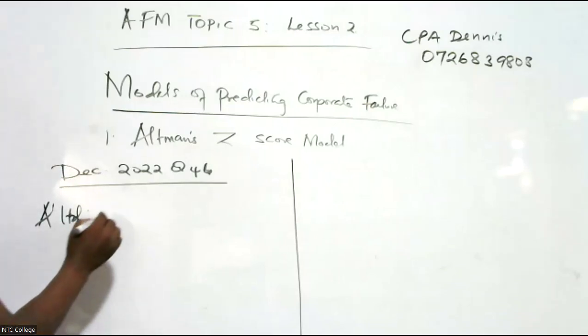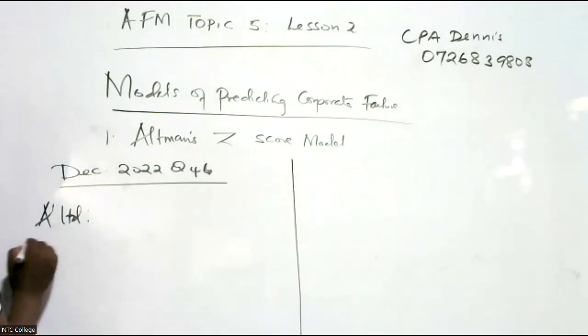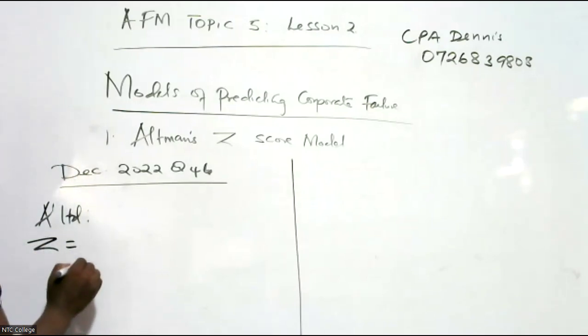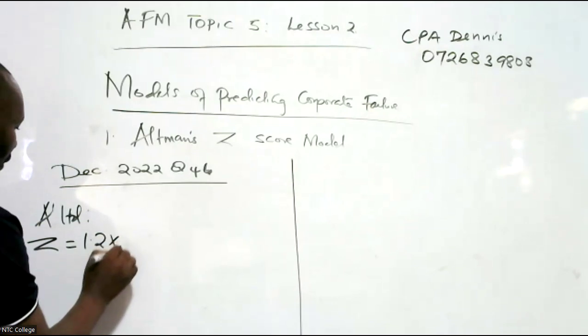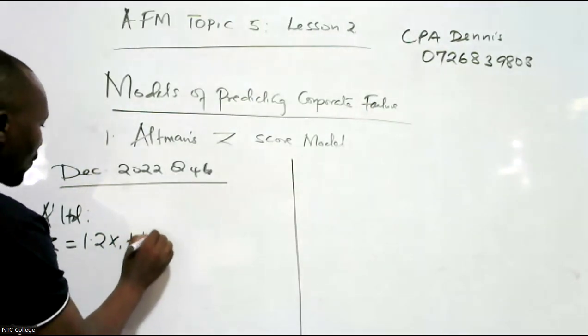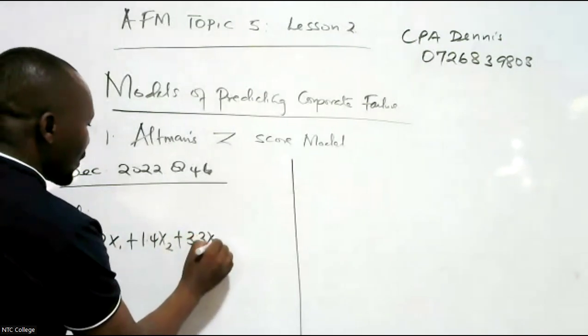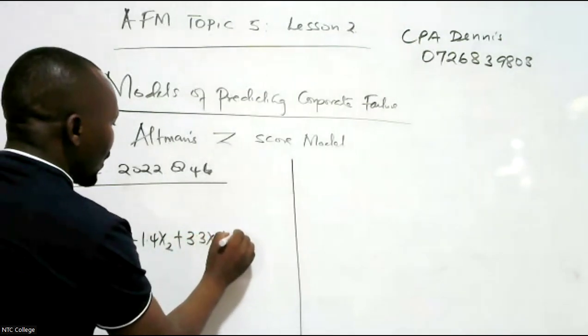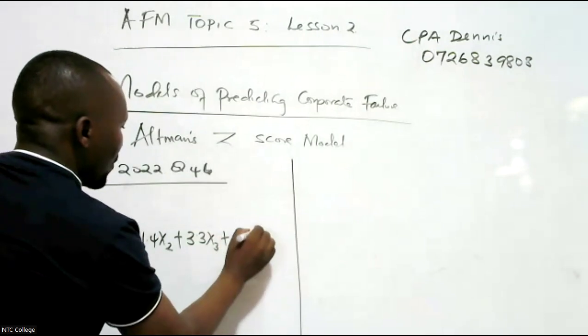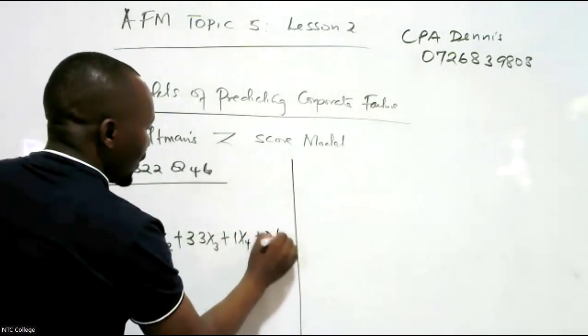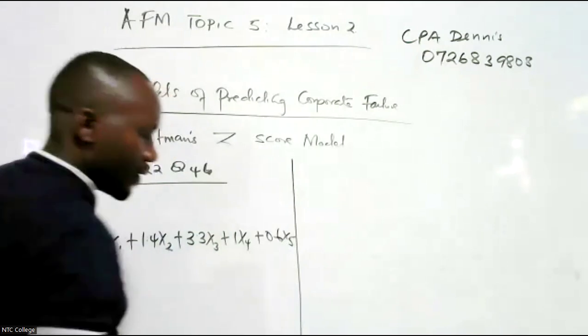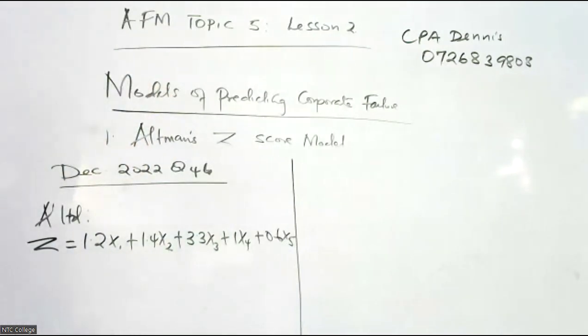A Limited, we are saying that our Z-score is equal to 1.2x1 plus 1.4x2 plus 3.3x3 plus 1 times x4 plus 0.6x5. That is what we have been given. That is what the examiner has given us.